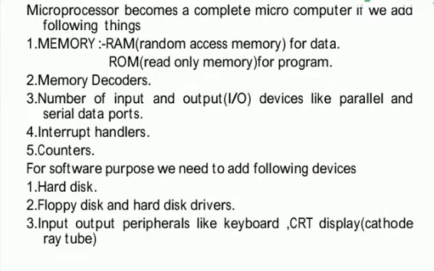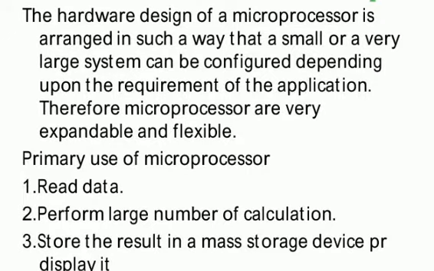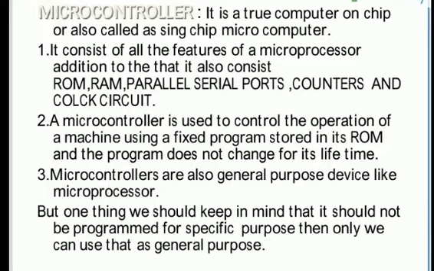Till now we have been talking only about the microprocessor. Now we will look at the microcontroller. A microcontroller is a true computer on a chip, and we also call it a single chip microcomputer. It consists of the microprocessor features along with ROM, RAM, parallel and serial ports, counters and clock circuit internally. It is used to control the operation of a machine using a fixed program, and the program is stored in its internal ROM, and this program cannot be changed for its lifetime. But we can also use a microcontroller as a general purpose chip if we can't program it once.